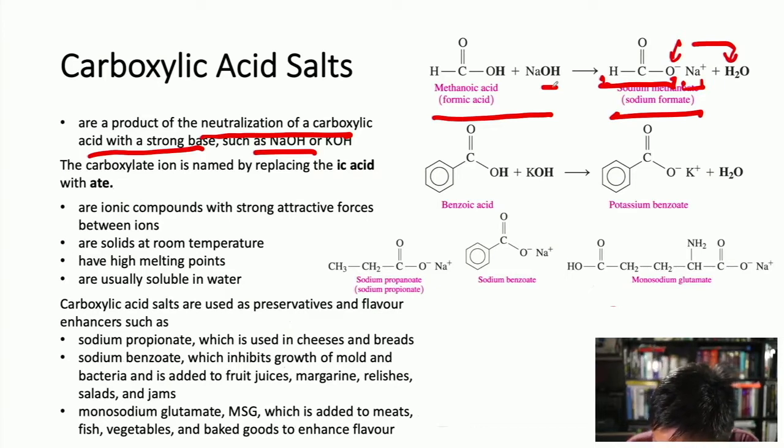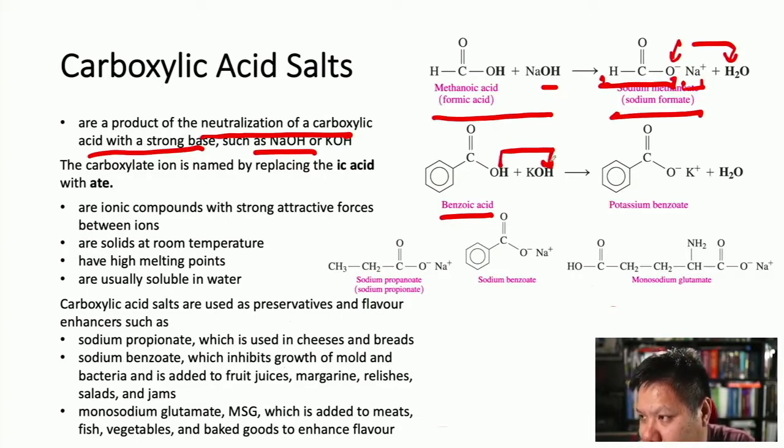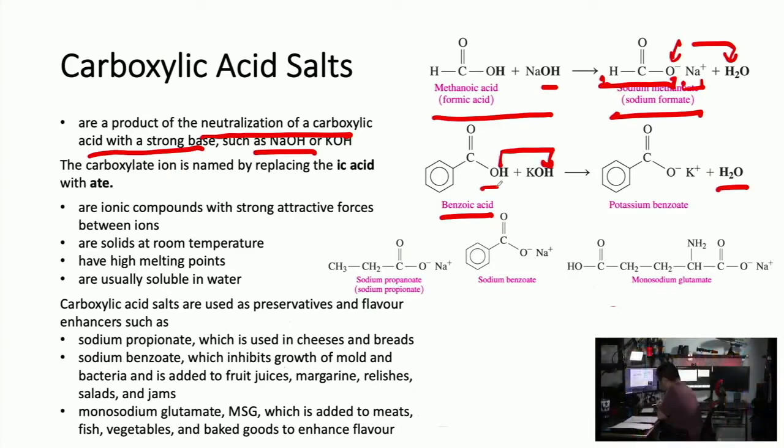Same thing happens to benzoic acid. The hydrogen from the benzoic acid comes over here, joins up with the OH, hydroxide of KOH, potassium hydroxide. It makes water, leaving behind a negative charge on the benzoic acid, so that's the benzoate ion, with the potassium ion, both ionic compounds now, right?